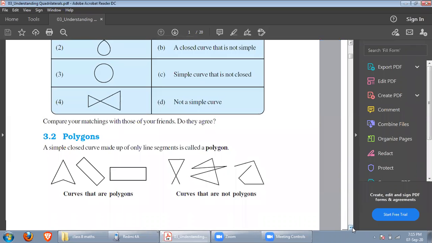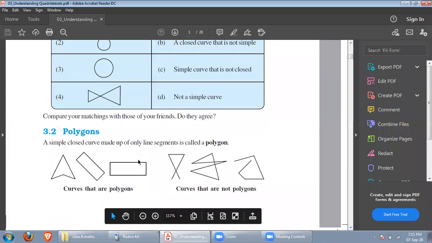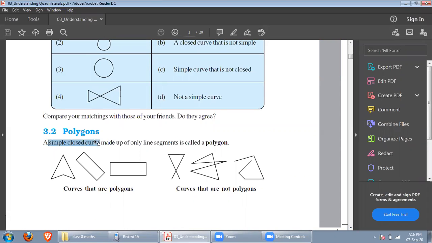Let's start with polygon, a simple closed curve. When you define a polygon, it will be a simple closed curve. Number 4 is not a polygon, because it is not simple. There is crossing. The lines are crossing. So number 4 is not a polygon.